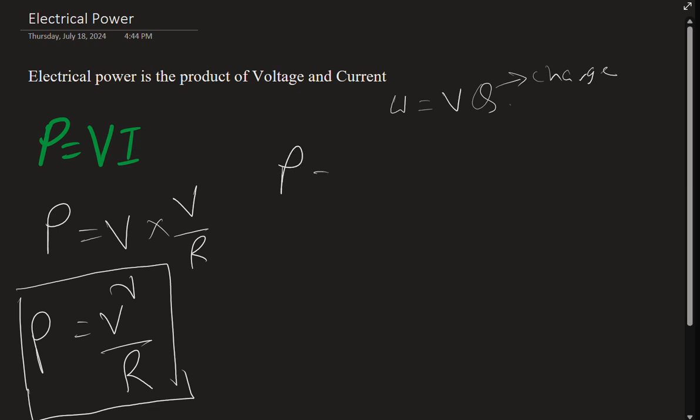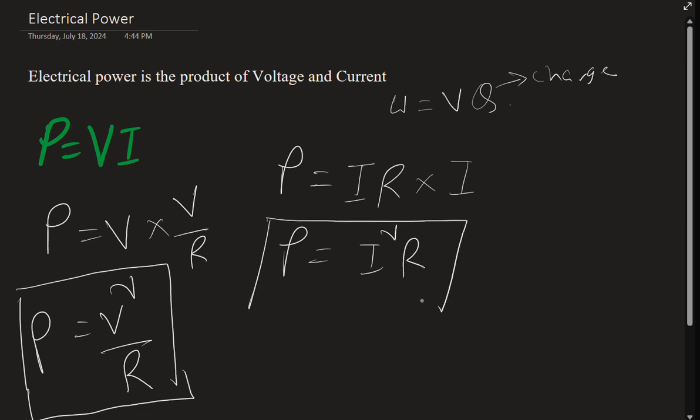Again, P is equal to, we can substitute V with the Ohm's law version. So V is equal to IR in Ohm's law. So IR times I. So we have P is equal to I squared R. And that is another formula for power.